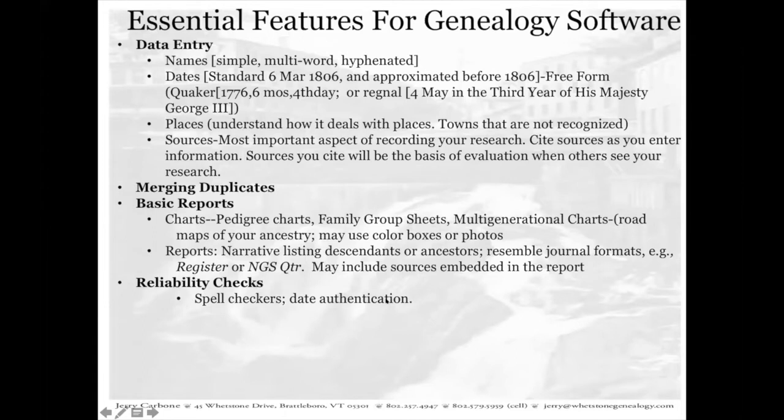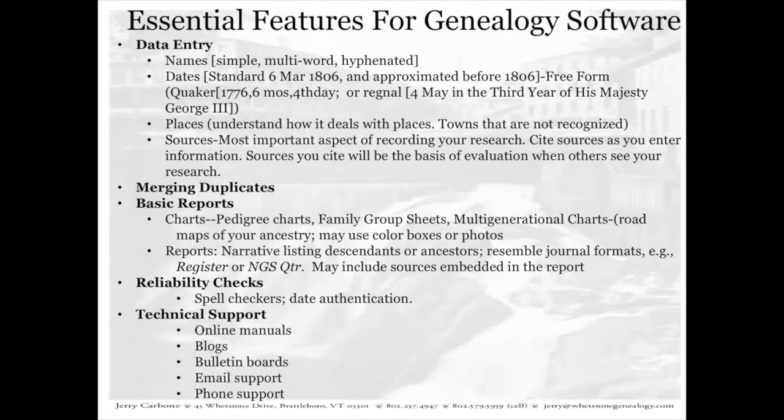The reliability checks, as you're typing along, there should be some spell checking and date authentication going on. You don't want to have your ancestor getting married after the person has died. And you'll find that as date authentication telling you, oh, wait a second, you think you have a problem here. And then, of course, technical support, online manuals, blogs, bulletin boards, email support, and phone support. RootsMagic has all of these features, as does, I'm sure, Reunion. So there won't be any problem with that.